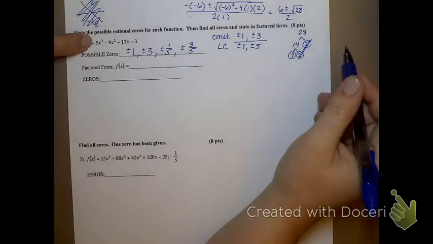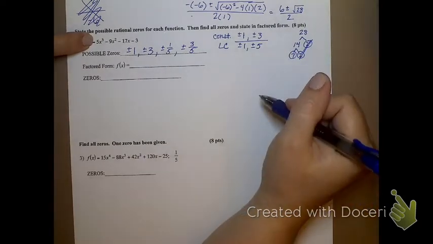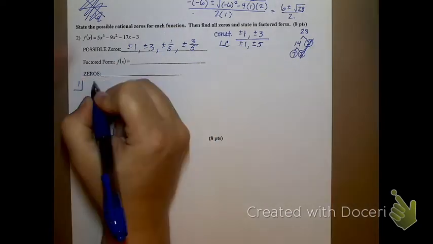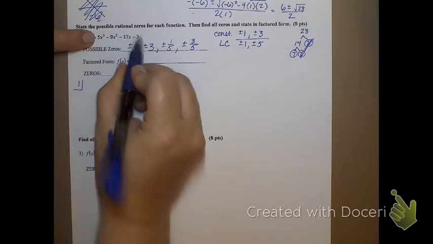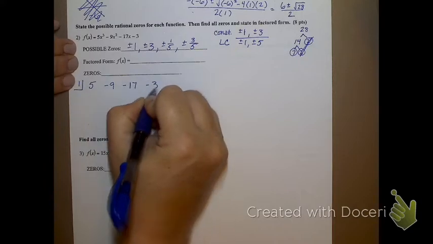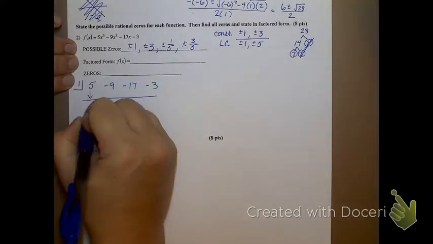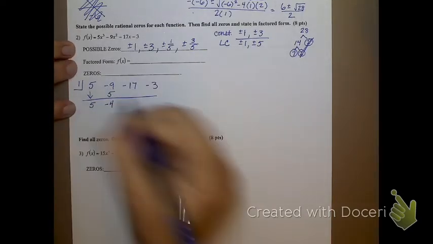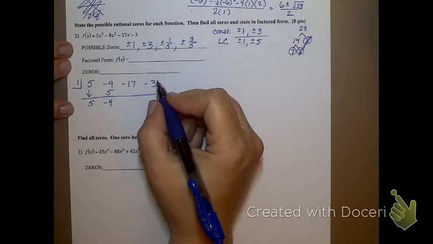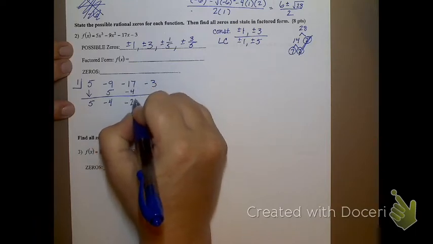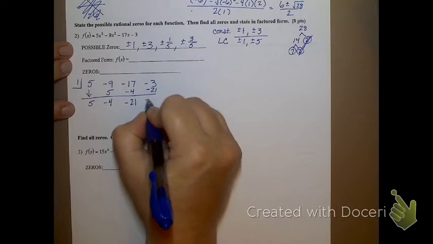I only need to find 1 zero, and then I'll be down to a point where I can either snowflake or quadratic formula. So I'm going to start with my list. I'm going to start with positive 1. Are there any missing terms? 3, 2, 1. Nope. All right. So 5, -9, -17, and -3. Bring down the 5. 1 times 5 is 5. -9 and 5 is -4. Yeah? 1 times -4 is -4. That gives me -21. -21, -24. 1 does not work.